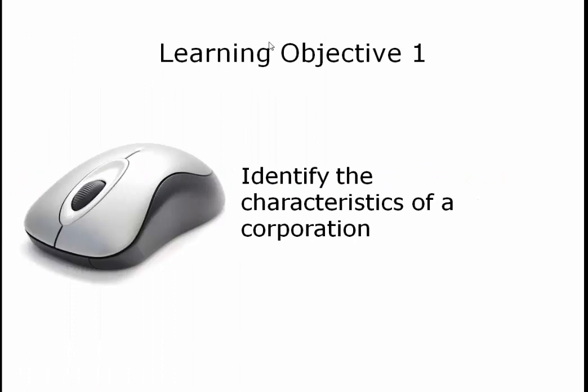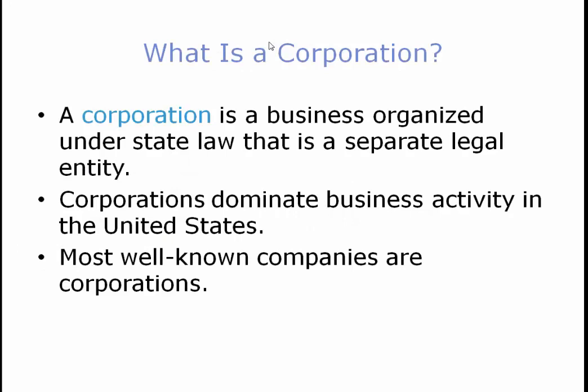Okay. First thing we're going to do is talk specifically about what the characteristics of a corporation are, because a corporation has shareholders. And what are things that are associated with shareholders? That's the foundation of what we're going to talk about in this first learning objective. Corporations are organized under state law, and they are a separate legal entity. What does that mean, being a separate legal entity? They are separate from their owners, and they are an entity unto themselves.